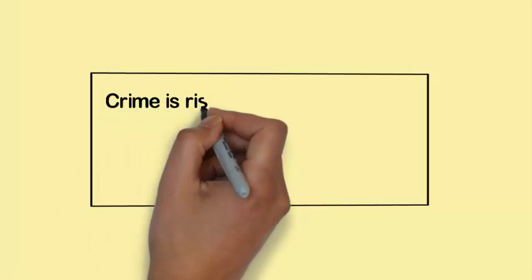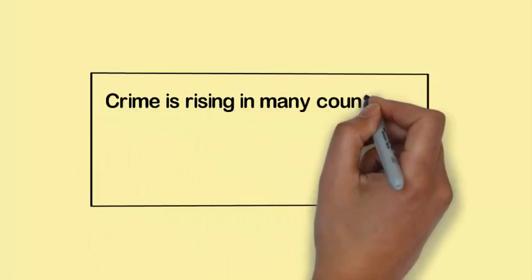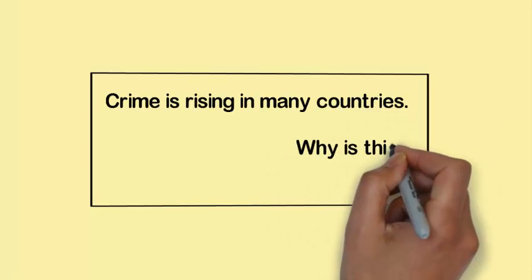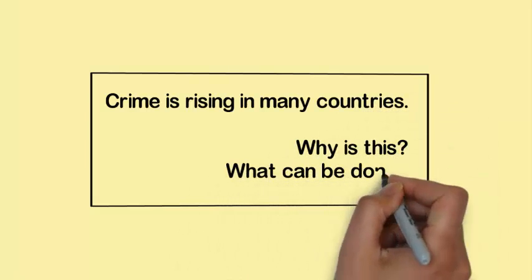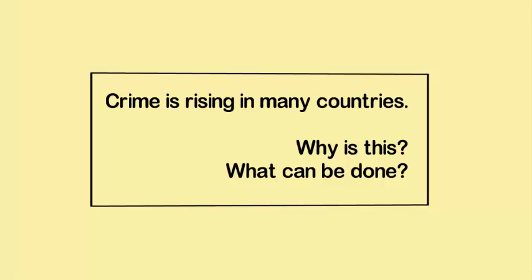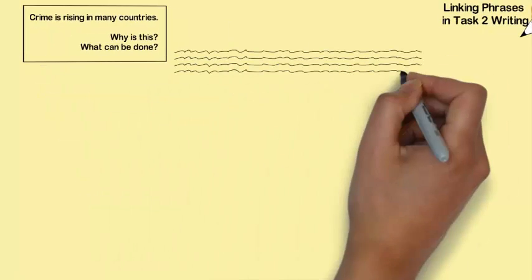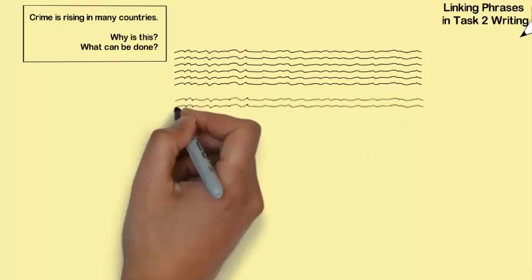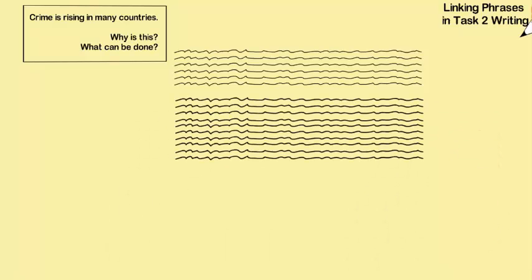The best way to start examining signposting or linking is by having a look at the question. So here's a nice simple question which we're going to focus on so we can really concentrate on the linking phrases and signposting in a task 2 essay. So here's the basic question. Crime is rising in many countries. Why is this? And then what can be done? So this type of essay is a cause and solution essay.